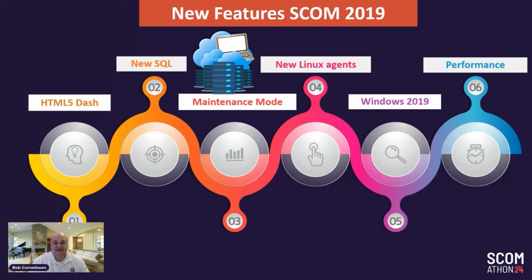So 2019 came with full HTML5 dashboards without legacy dependencies, added support for newer SQL versions for running SCOM, maintenance mode improvements while also starting it from the agent. We have new Linux and operating systems supported with agents and management packs. We had the new Windows operating system obviously supported, 2019 back then, for running SCOM and the agent. And we had performance improvements, which isn't always easy to achieve without messing up the code of a product.